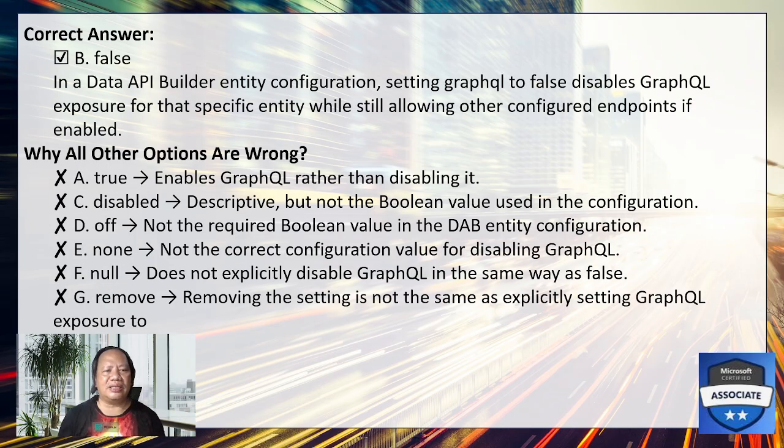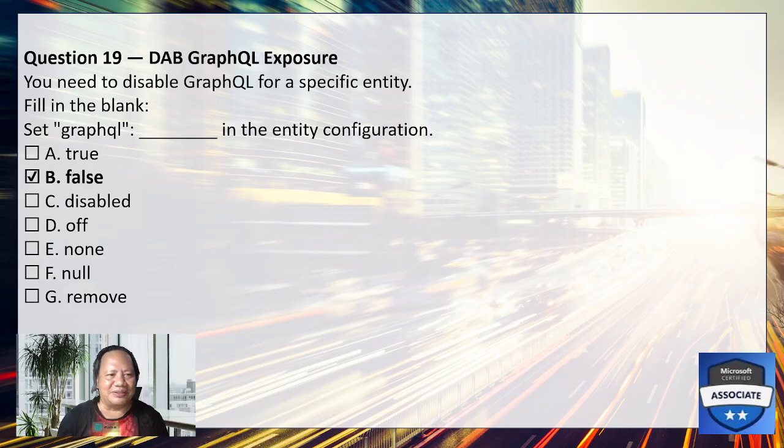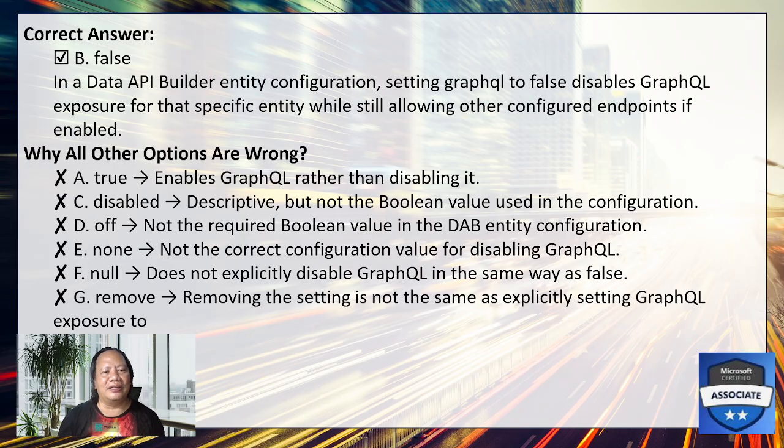In Data API Builder, the question is to disable, not to enable. So in the entity configuration, setting GraphQL to false disables GraphQL exposure for that specific entity while still allowing other configured endpoints if enabled. True is wrong, disable is wrong, off is wrong, and none, null, and remove are all wrong.